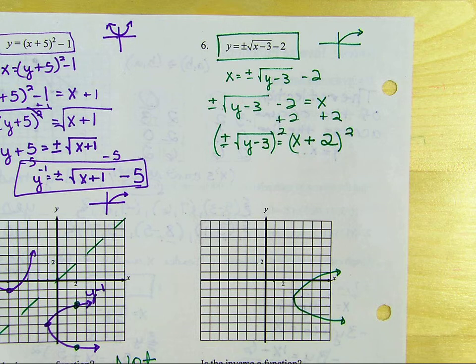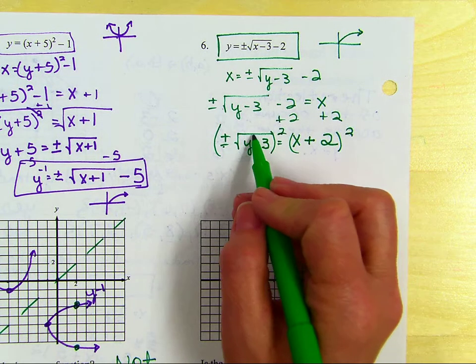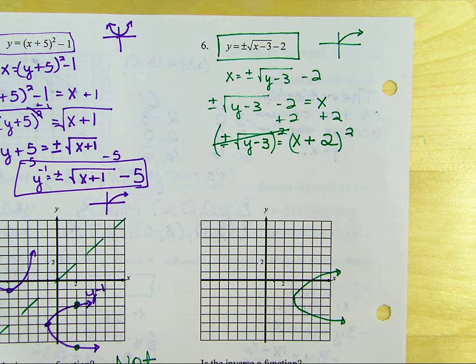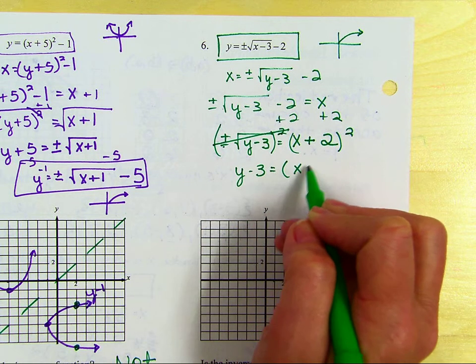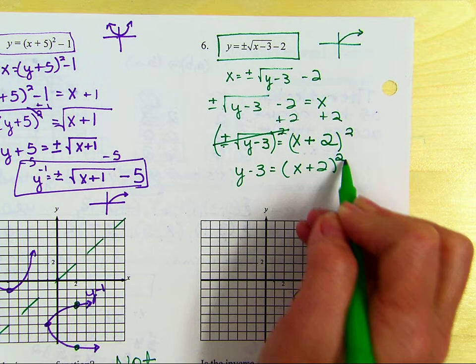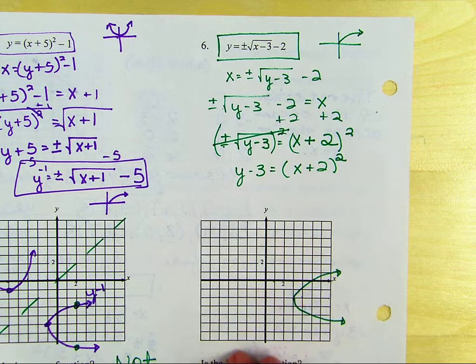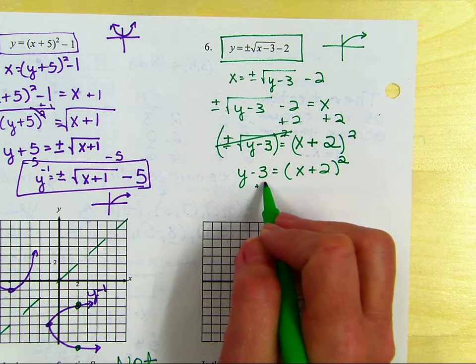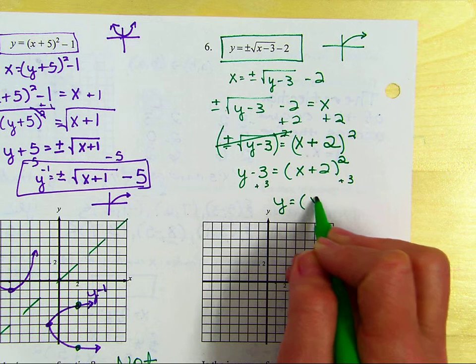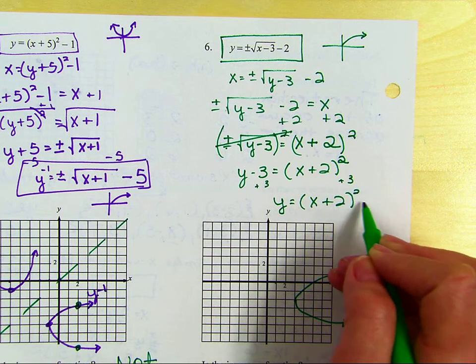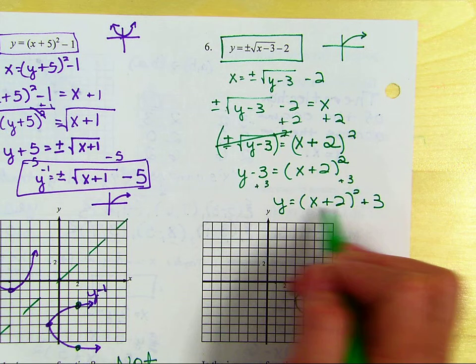When I square the square root, it all cancels out, and I have y minus 3 equals x plus 2 squared. All I'm trying to do is solve for y, so I'm going to add 3 to both sides, and I get that y equals (x plus 2) squared plus 3, and this is my inverse function.